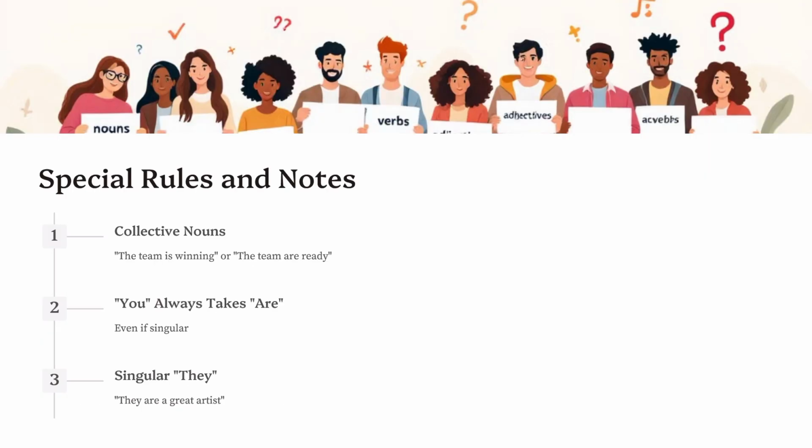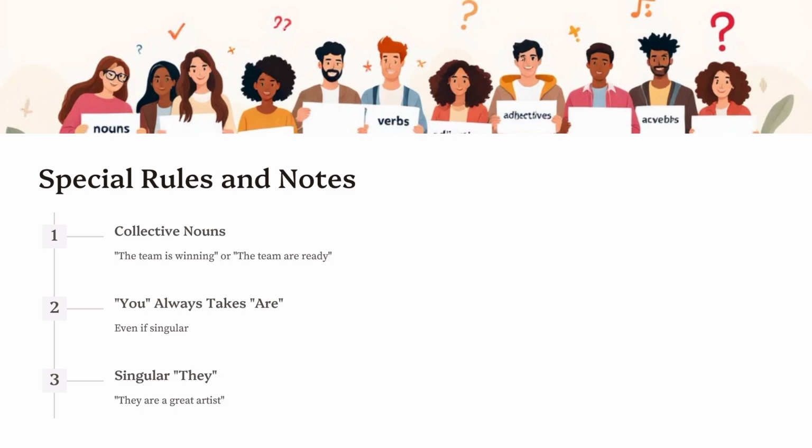So we've learned a lot about using is and are, but with many things in English, there are some special cases and exceptions. And these might feel tricky at first, but with a little bit of explanation, they'll start to make perfect sense. So let's explore a few of these situations together. First, let's talk about collective nouns, such as team, group, or family. These are interesting because they represent a group of people or things acting as a unit. So whether you use is or are depends on the context.